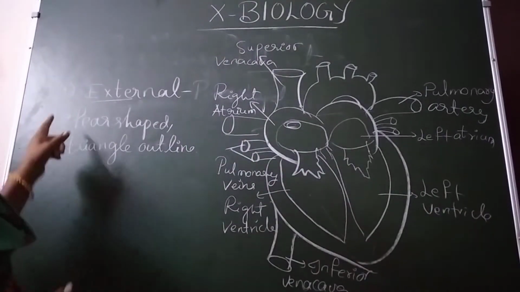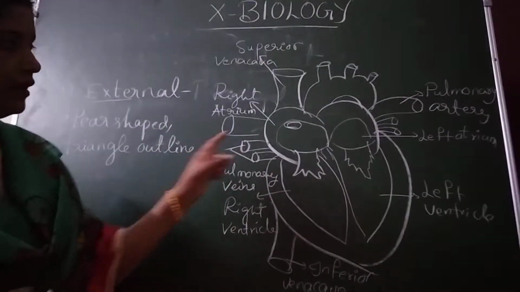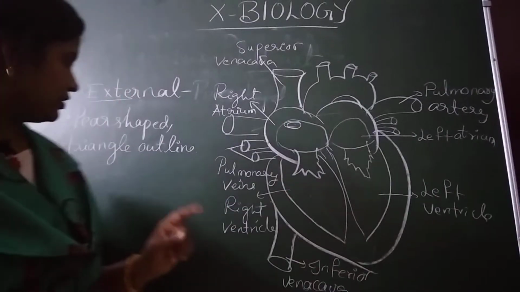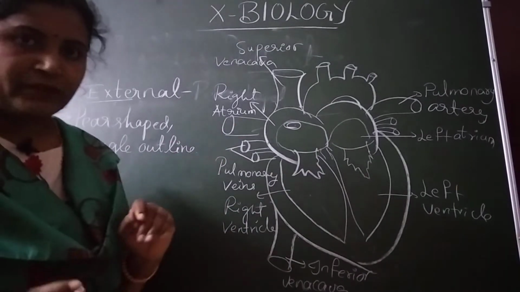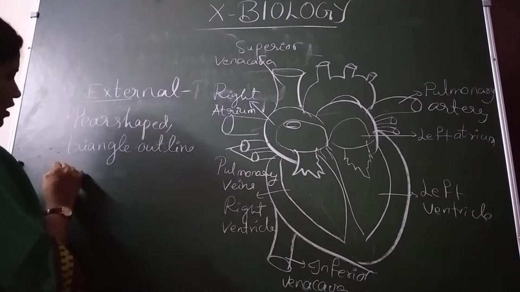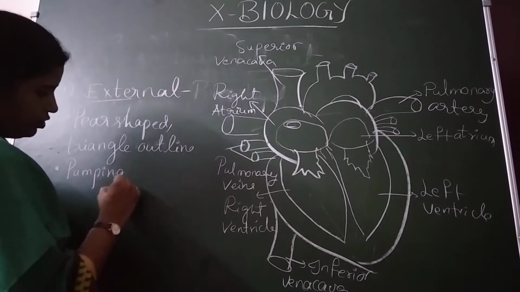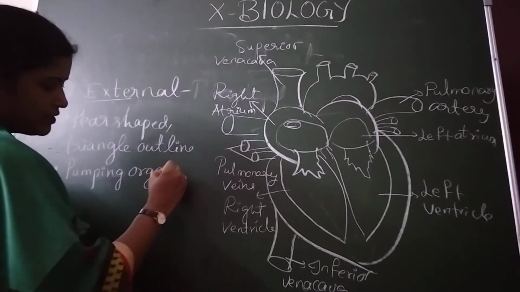First we will see the external features. External features are very simple. What I said, the shape will be a pear shaped structure and a triangle in outline. And it is the main organ. What is the organ's function? Pumping organ. It is the pumping organ. It pumps the blood to different parts of the body.